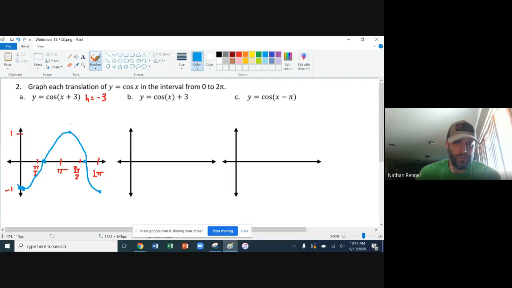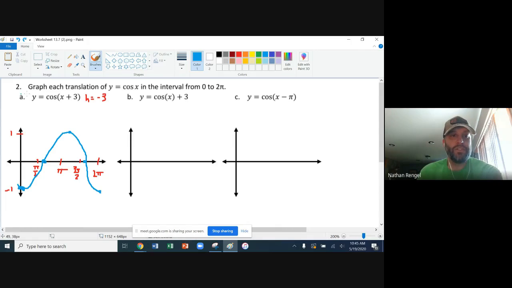So this point was the point that was at 2 pi. This point was the point that was at 3 pi over 2. And again, I'm just estimating, this was the point that was at pi, and then I shifted it 3 to the left. So for number 2a, each point was shifted 3 to the left.